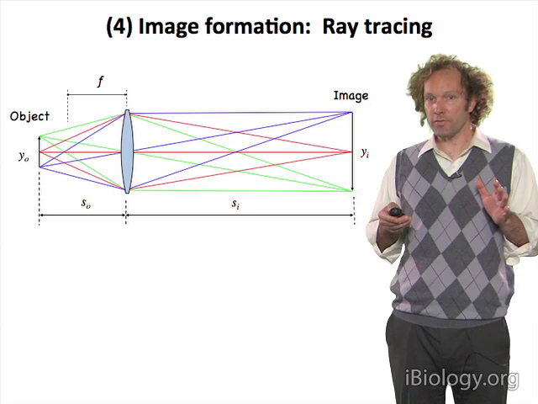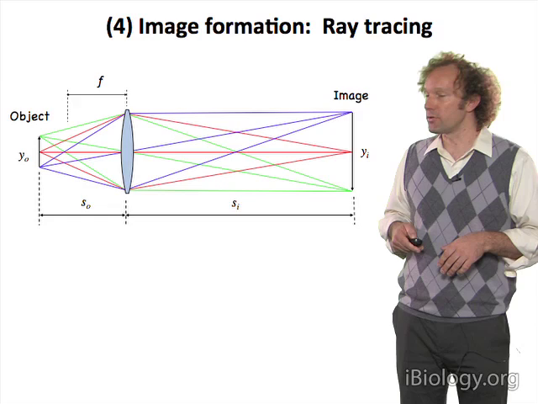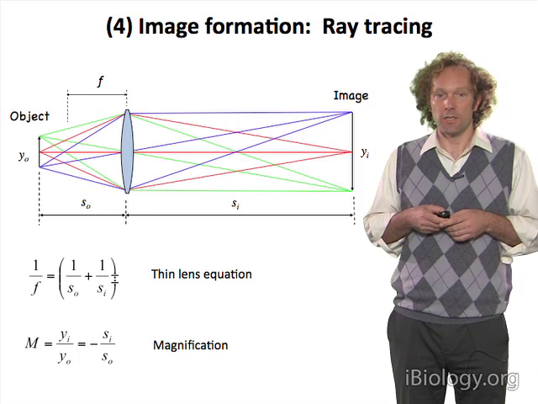Now, this drawing we've used, essentially, to figure out where things ought to go. But this drawing is a shortcut for some relatively simple math, which can also be used to calculate where an object and image are. So there are two equations that are worth remembering.